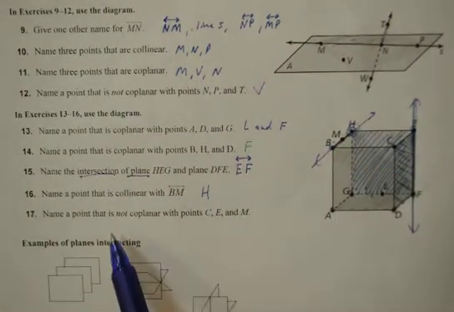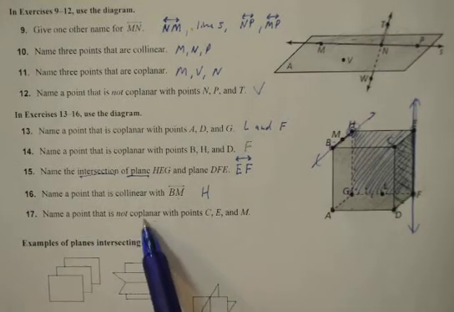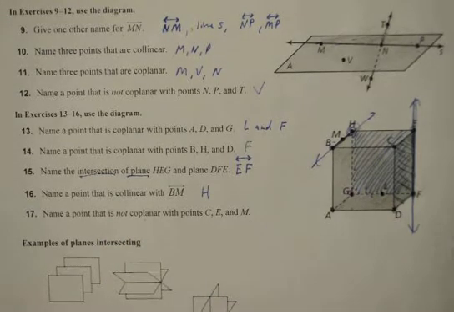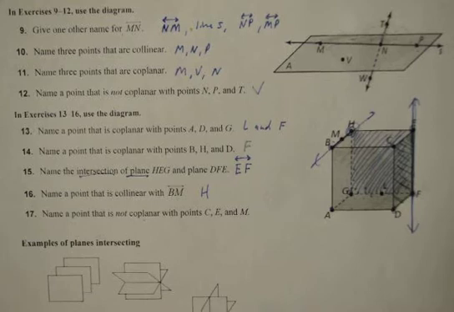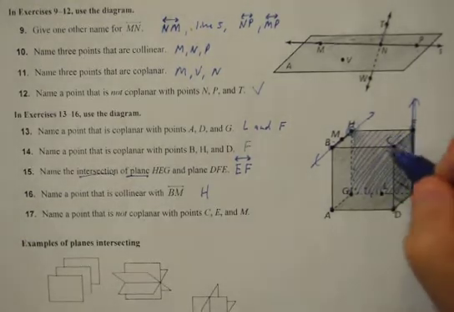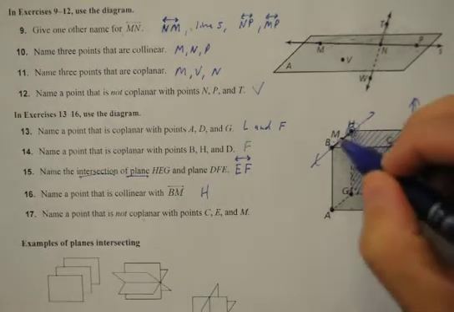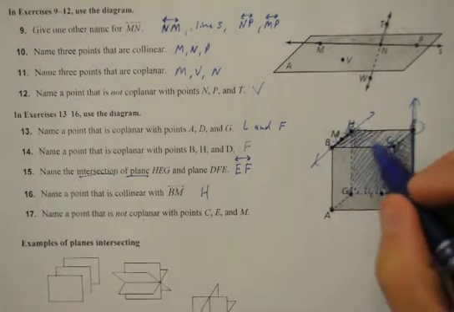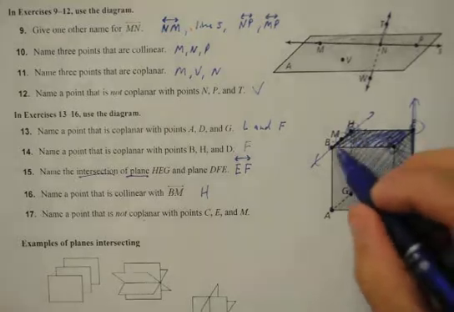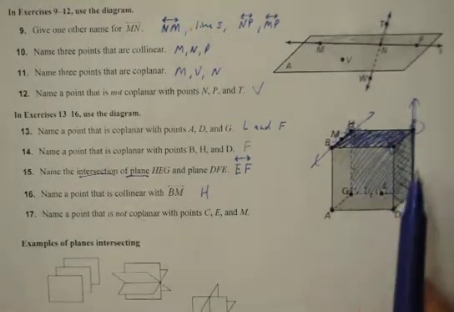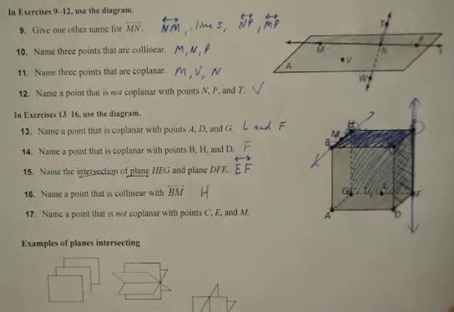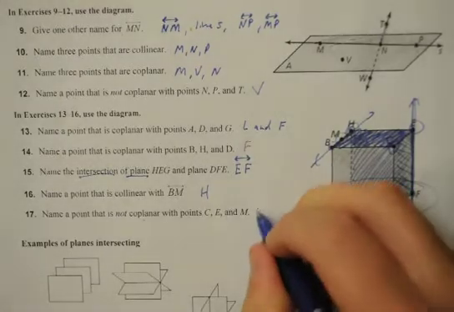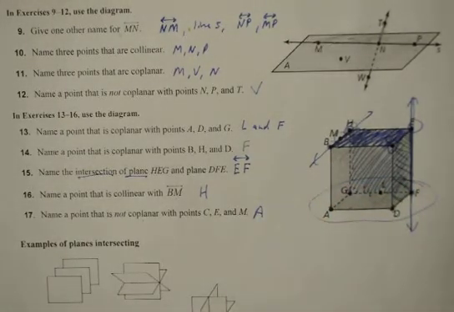And then lastly, name a point that is not coplanar with C, E, and M. Not coplanar. Well, I'm gumming up my picture now, but C, E, and M, that's this top plane. So basically name any point that's not on the top plane, so you can name any of these. So A would be an example of not coplanar.